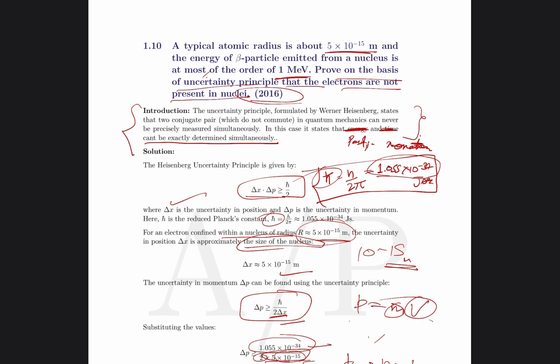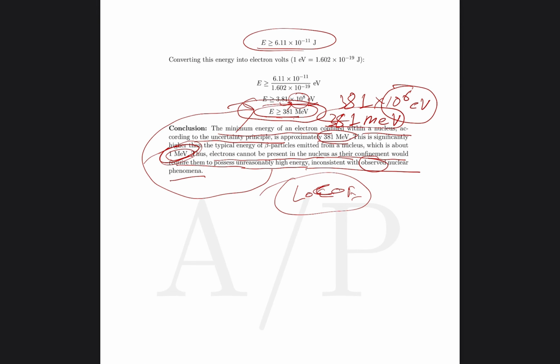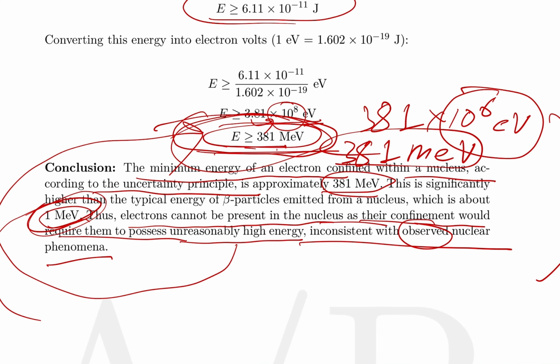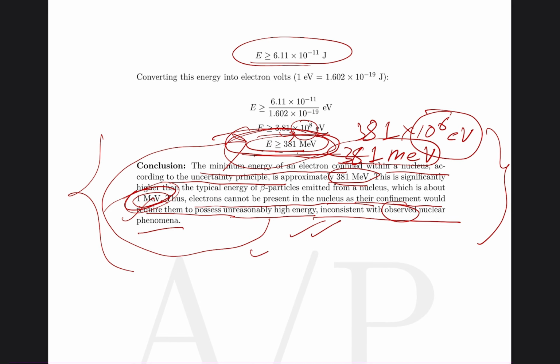So this ends this particular question, and you have to write this conclusion here. You cannot leave simply after calculating the energy as 381 mega electron volt. You have to show why 381 mega electron volt is not possible. Beta particle emission experimentally reveals 1 mega electron volt to be the energy of the particle emitted out of the nucleus. So it was the last question in this lecture.